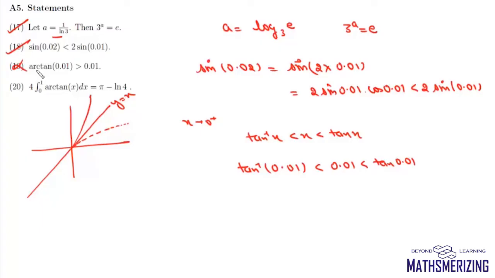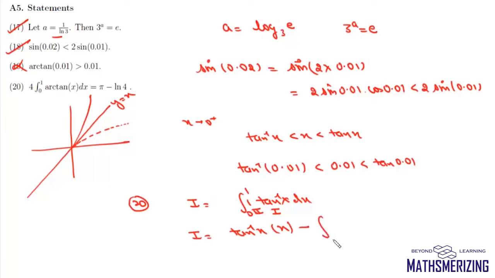Now statement 20 is this integral. So we can write this integral as I, and this is from 0 to 1 tan inverse x dx. Now we'll take 1 and tan inverse x. Now tan inverse x is first function and 1 is your second function. We'll use by parts. So this is I. Now it is tan inverse x into x minus this integral from 0 to 1 will be derivative of tan inverse x, 1 upon 1 plus x square into x dx. So there will be x dx upon 1 plus x square.